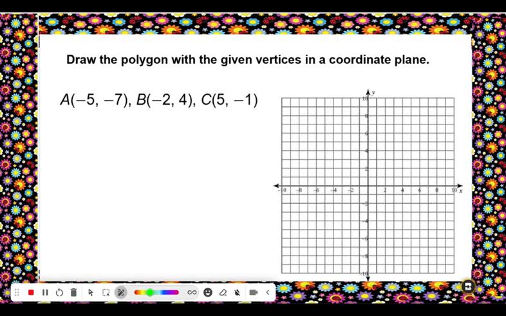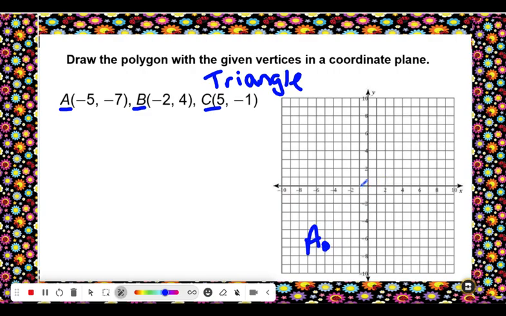Okay, draw the polygon with the vertices. So A, B, C. I know it's going to be some sort of a triangle. There's 3 points. We're making a polygon, right? So we know it's going to be a triangle. A is at (-5, -7). So go left -5, and then down to -7. That's going to be our A.